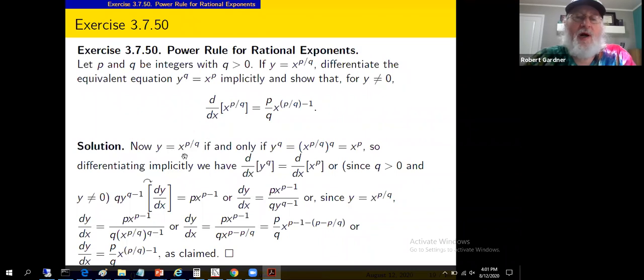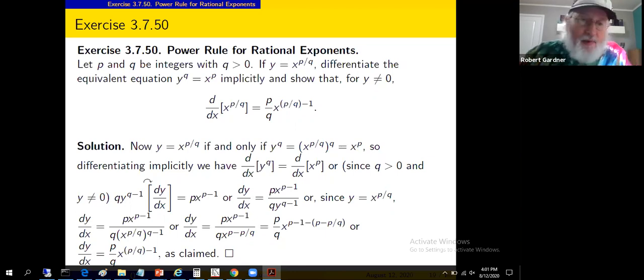First, y equals x to the p over q holds if and only if we raise both sides to the q power and get y to the q equals x to the p over q to the q. Multiply exponents in that setting, and that establishes the equation y to the q equals x to the p, where y is some function of x. In fact, it's this function here, which, depending on how you approach the logic of it, we don't know how to differentiate x to the p over q yet.